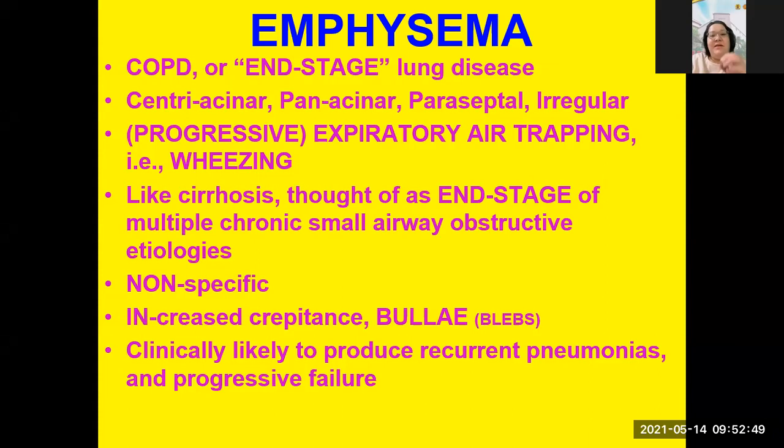Centri-acinar, usually it's the middle part that's affected. Pan-acinar, the entire area. And then paraseptal, and then you may have the irregular type. So there is progressive expiratory air trapping, and so your patient may exhibit wheezing.